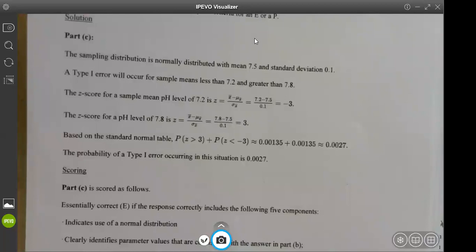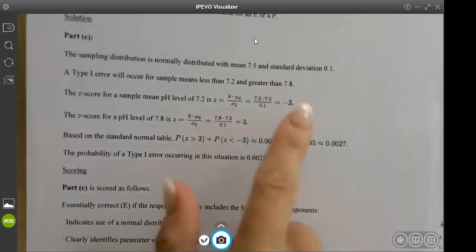Why did I choose 7.2 and 7.8 for my means? Because what is a type 1 error? It's the probability that we say the pool is safe to swim in, but it's not. Okay, so I chose 7.2 and 7.8 because we want the outsides. Does that make sense? So that's what we were doing.